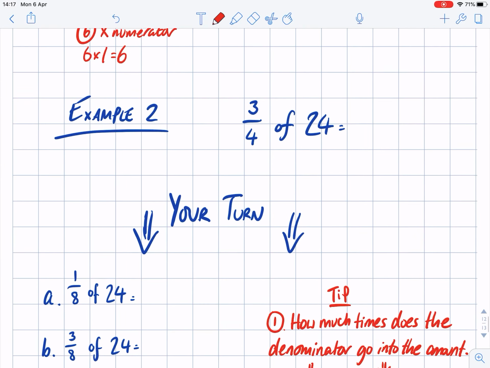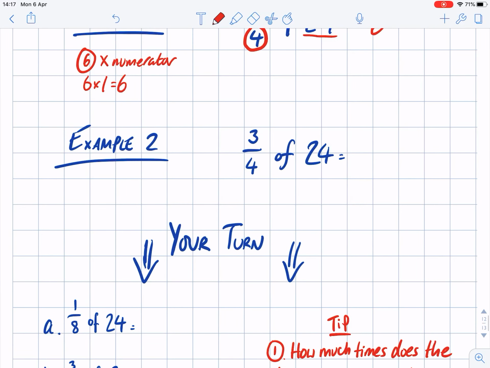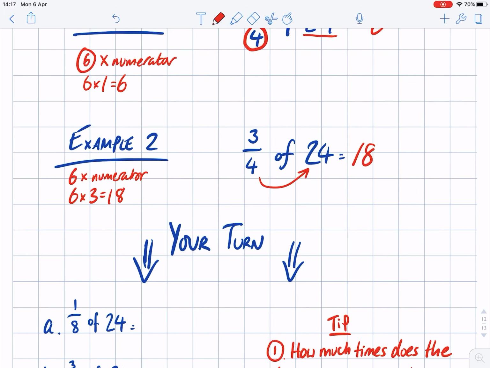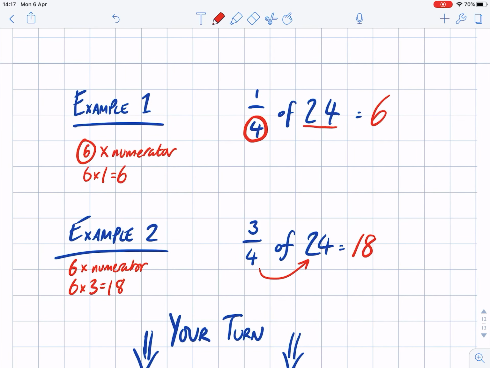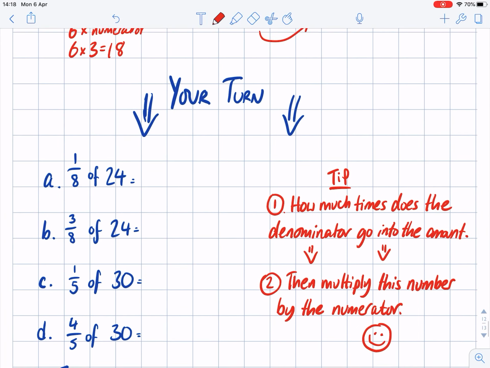Next example, I'm asking 3/4 of 24. So again, how many 4s go into 24? The answer is the same as the first one, 6. But this time, I need to multiply by my numerator, which is now 3, not 1. So 6 times 3 equals 18. So 3/4 of 24 is 18. And that makes sense because if 1/4 is 6, and now I've got 3/4, well, what's 3 sixes? 18.